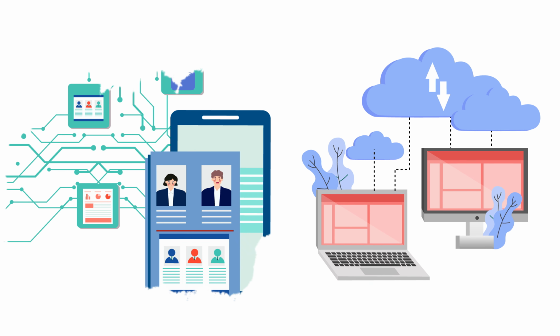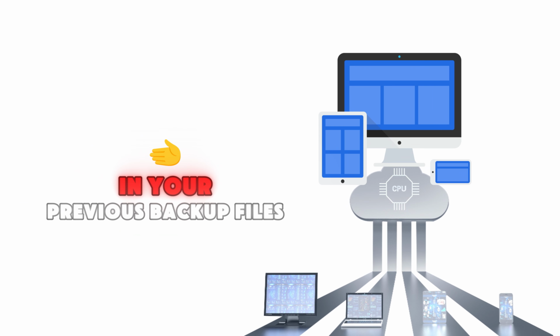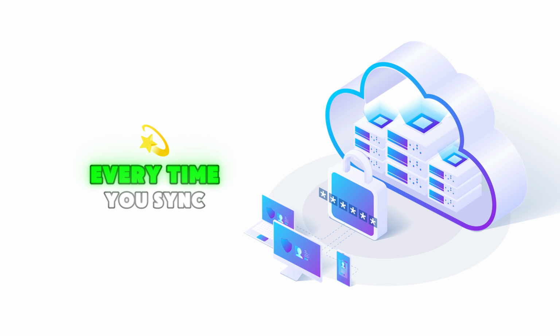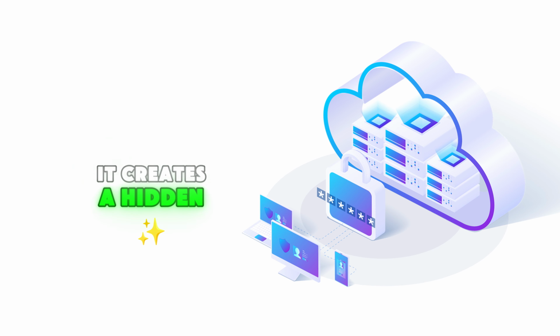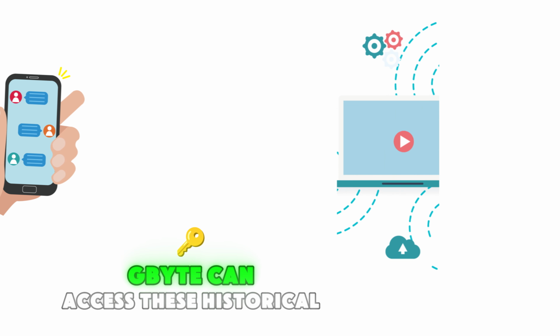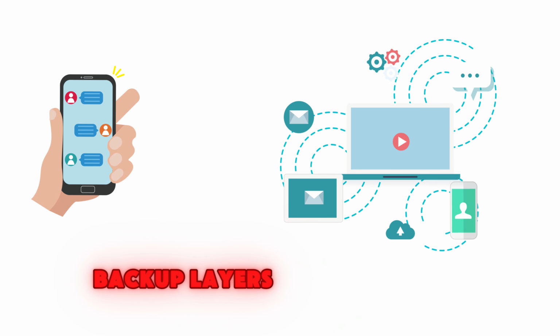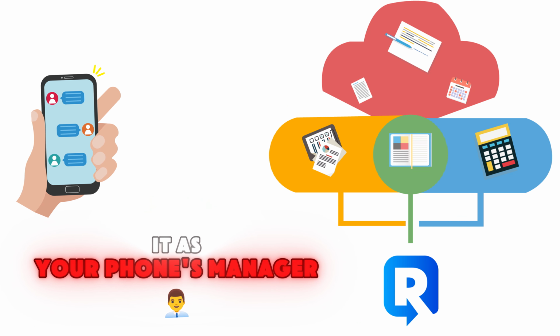Deleted data on iPhone isn't always gone forever. Your data is hidden in your previous backup files. Every time you sync to iCloud, it creates a hidden incremental file. Gbyte can access these historical backup layers. You can think of it as your phone's manager.